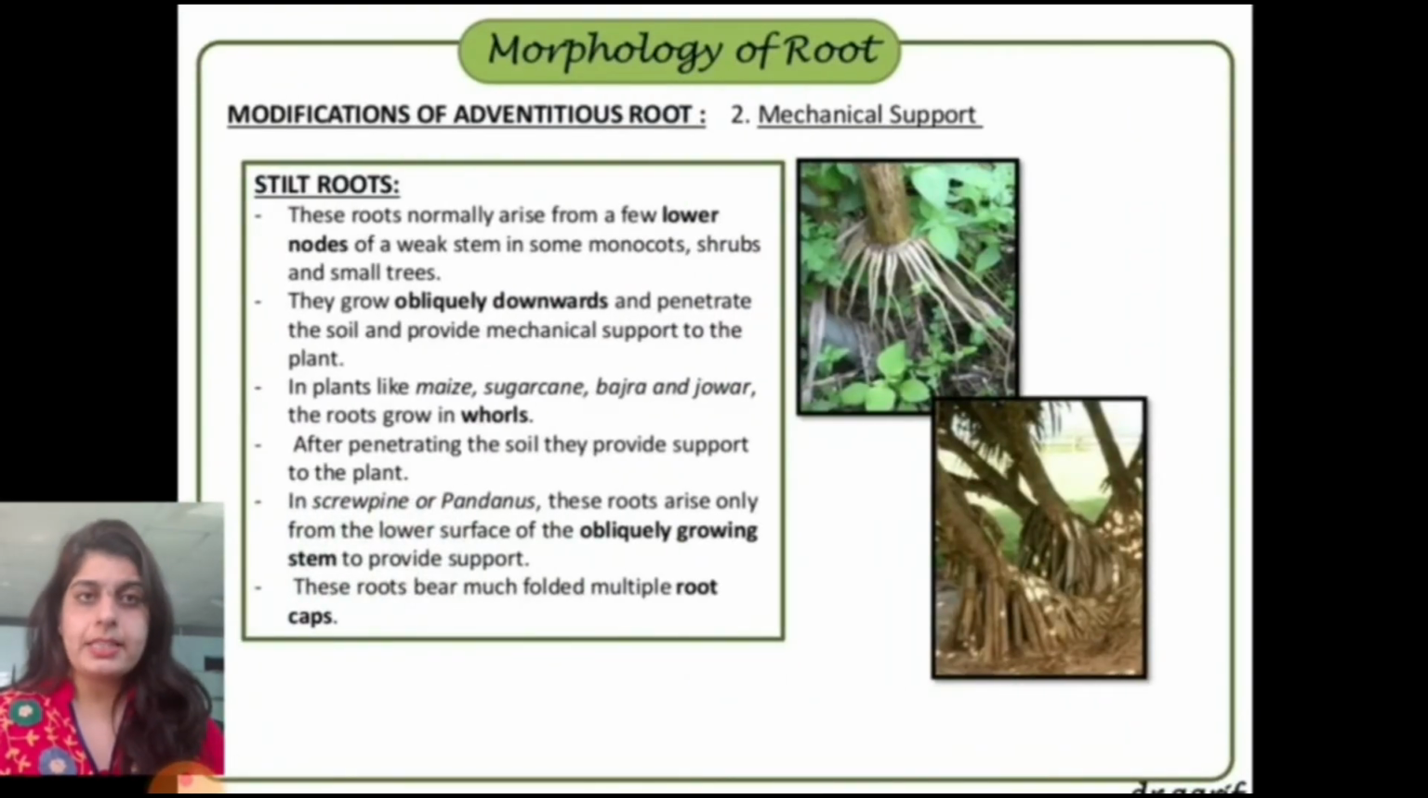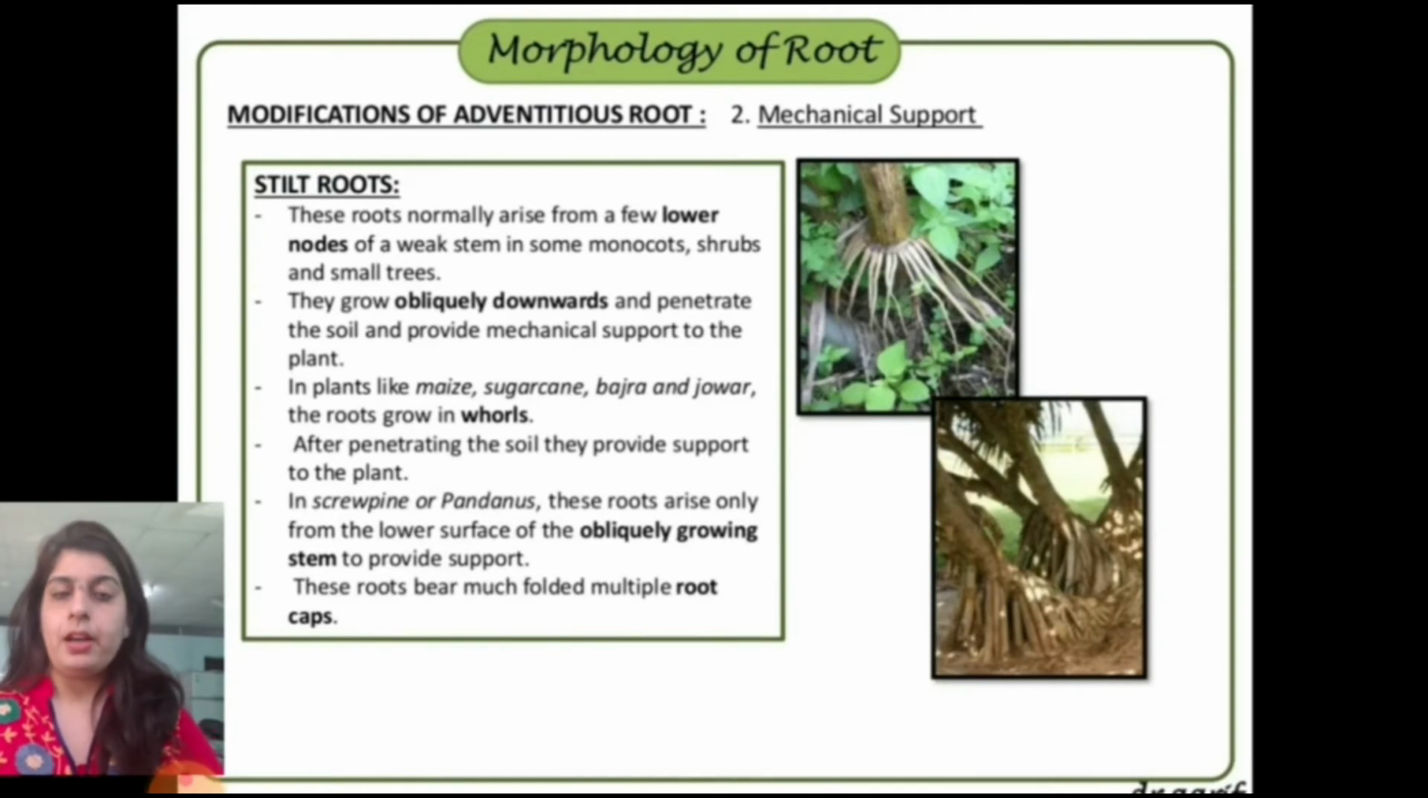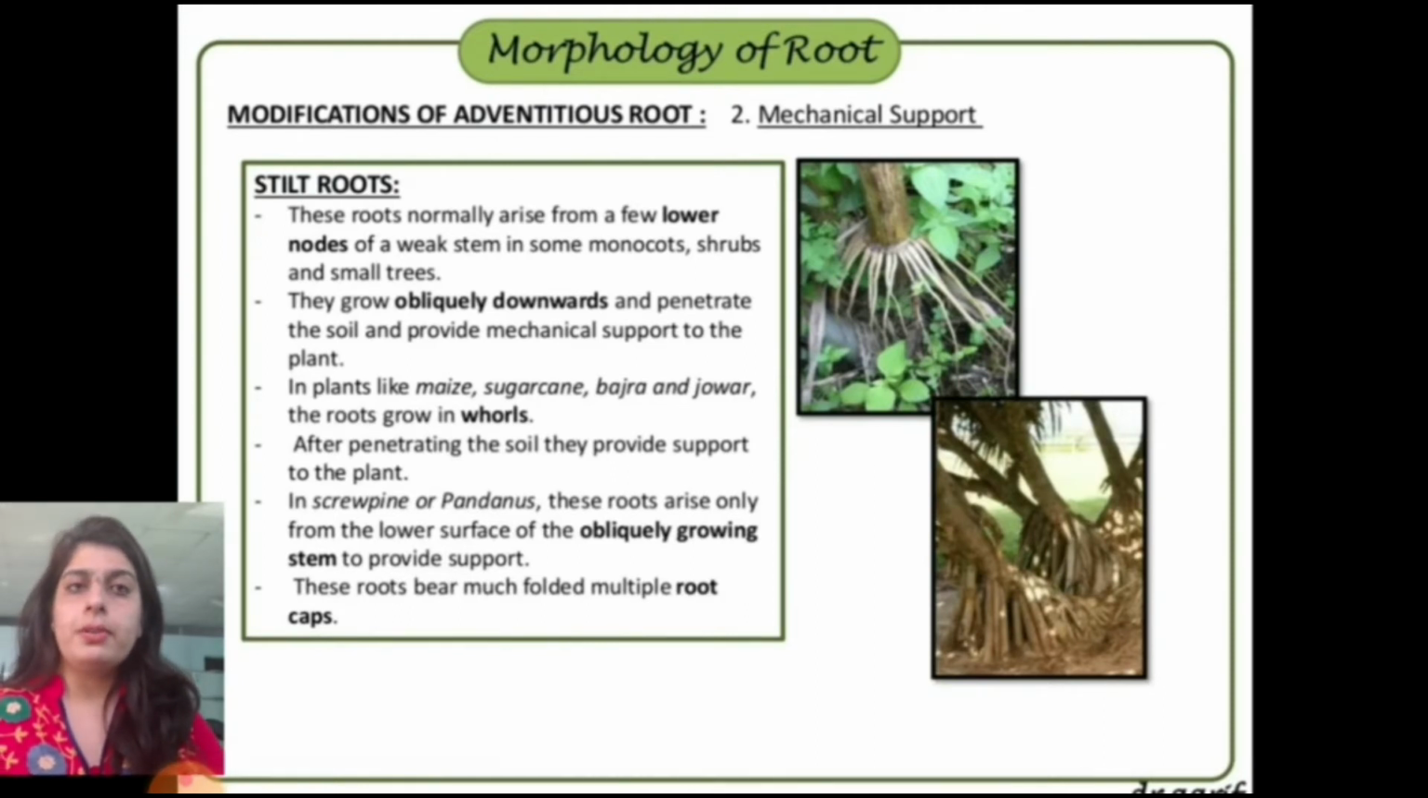The next is stilt roots. These stilt roots normally arise from the lower nodes of the stem of the monocot plants. They grow obliquely downwards and they provide mechanical support to the plant. The examples of such roots are sugarcane, then maize. These all are stilt roots. They are generated from the nodes and they obliquely go downwards to the soil and penetrate in the soil, and they provide mechanical support to the plant.